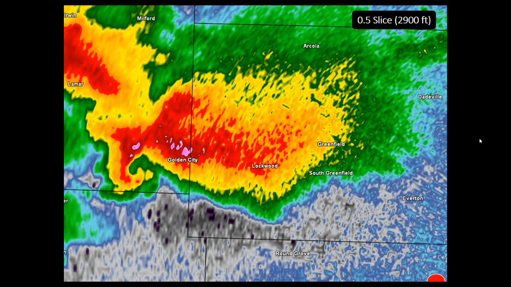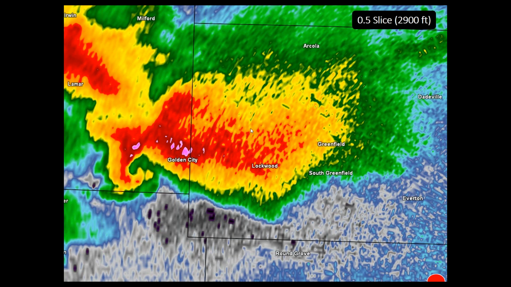So this is from May 22nd of last year. This is a classic supercell. We're looking at Dade County here. We're looking at Golden City, Lockwood. The radar at Springfield would be back off to the southeast here.